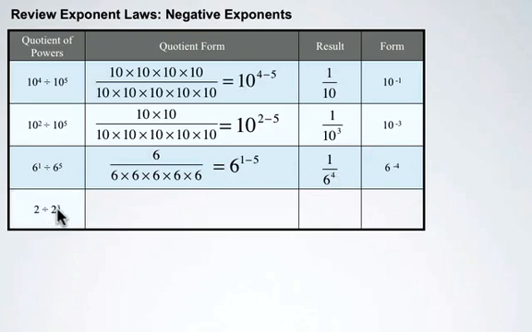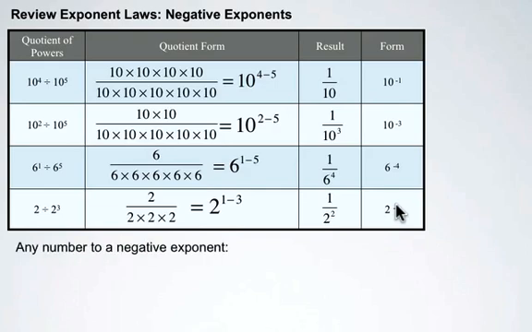2 divided by 2 to the exponent 3 looks like this. These 2's will cancel each other out, so we'll be left with 1 on top and 2 to the exponent 2 on the bottom. Another way of writing it is 2 to the exponent 1 minus 3. So here's 1 over 2 to the 2, or 2 to the negative 2.